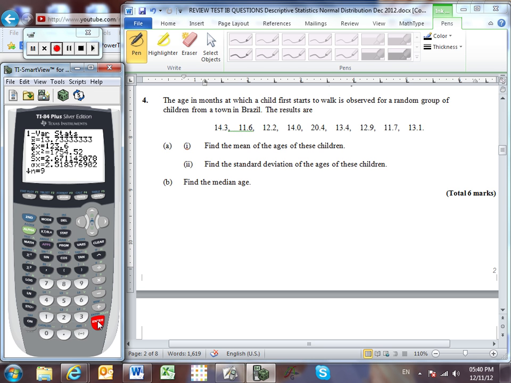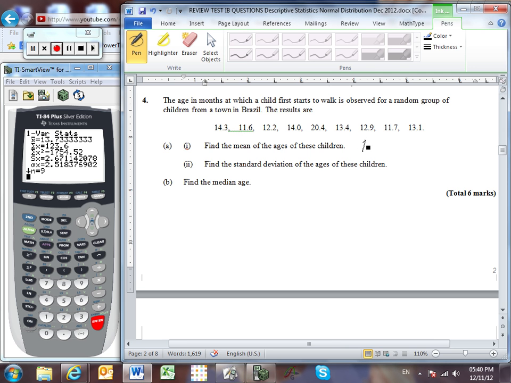Anyway, here we go. We can see that our mean, if we round to 3 significant figures, is 13.7 months. And the standard deviation is 2.52. Please round carefully to 3 significant figures. And then we need to find the median age.